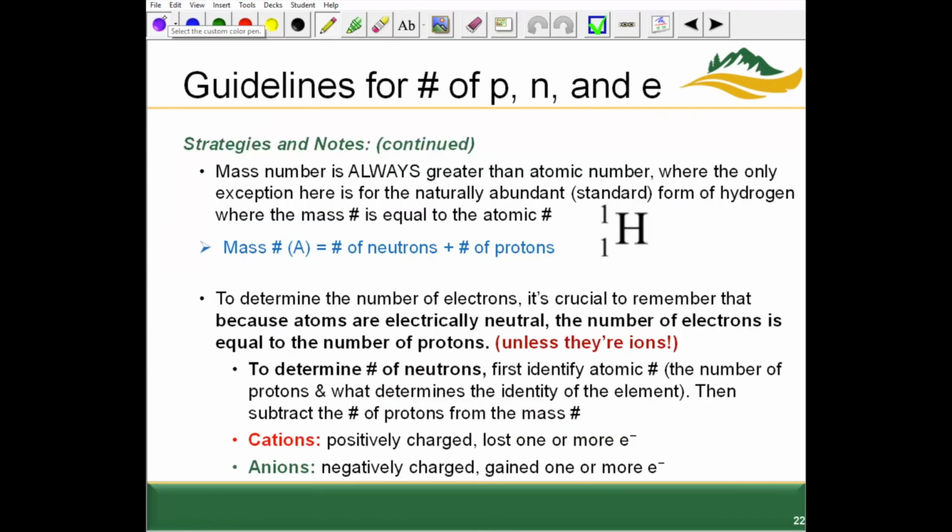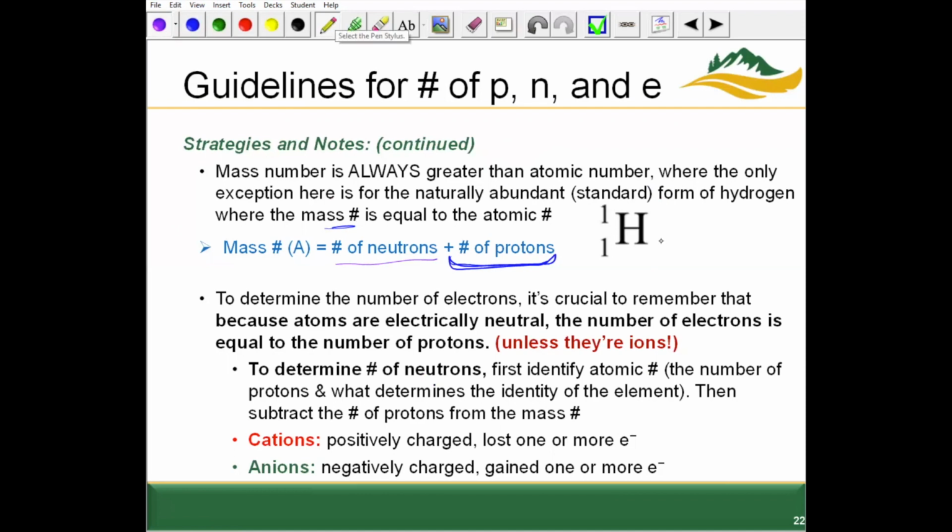Next, if looking at the periodic table gets a little bit confusing to tell what's the mass number versus the atomic number, remember that the mass number is going to include the atomic number, as the atomic number is the number of protons. That means that the mass number will always be greater than the atomic number, right? Because the mass number has the neutrons included as well.